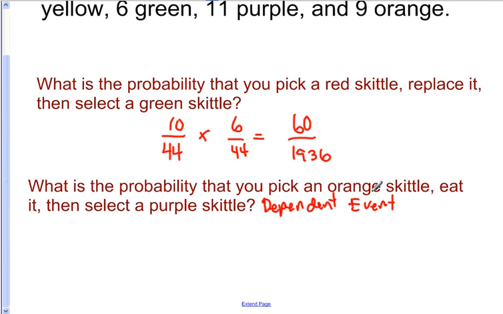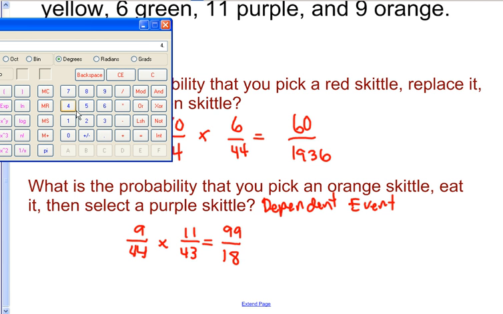Okay, so let's lower the screen here. The probability of selecting an orange Skittle, there are 9 orange Skittles out of 44. And then after that you select a purple Skittle. Well, there are 11 purple Skittles left out of, there are only 43 Skittles total in the bag. So it ended up being 99 out of 44 times 43. I'll cheat. 44 times 43 is 1892.